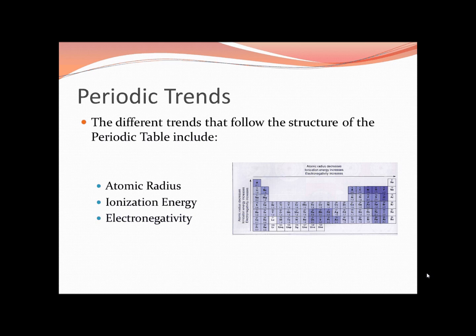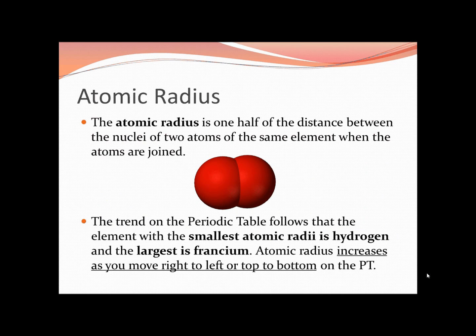Of Chapter 6 has to do with the periodic table and what we call trends based on the structures of the elements. And our three periodic trends are atomic radius, ionization energy, and electronegativity. Atomic radius is 1/2 the distance between the nuclei of two atoms of the same element when the atoms are joined. That's the official definition, okay? So it's almost like if you're finding a radius of a circle, how long that would be.